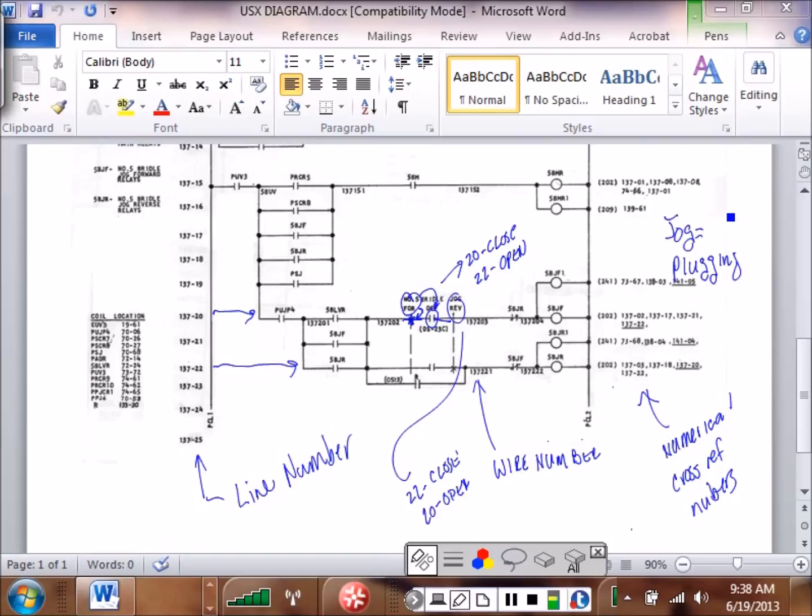But this diagram here, this line diagram here, this is right out of the textbook, as far as what is what and where is where. Of course, it adds some more information. It tells us the actual location of the coils and that kind of stuff, which is pretty neat.